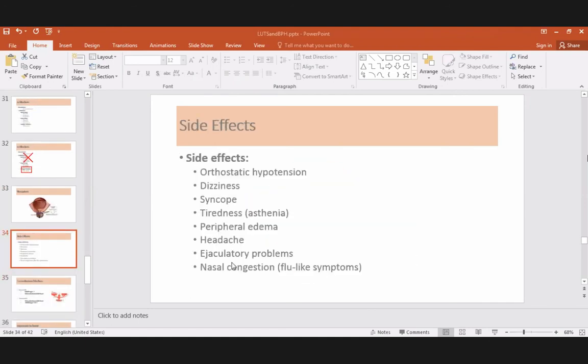Now, the side effects can be orthostatic hypotension, syncope, dizziness, tiredness, peripheral edema, headache. These all can occur in these patients. So you have to be very careful, especially when the patients go to the washroom at night time. They may fall, and they may have some serious injuries too. So you have to inform the patient about these symptoms very clearly.